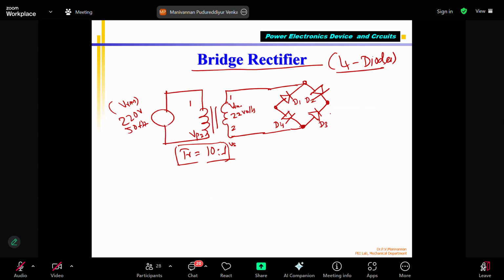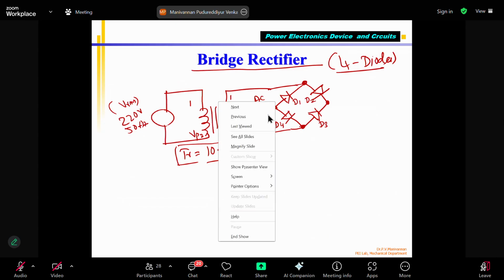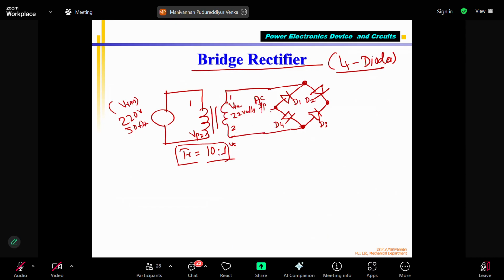Where is the output coming out? This is the input voltage, the AC input. AC input is applied across these 2 points, nodes. Output is taken here. This is out, VDC, correct? This is called positive, and this is called negative. And I connect my load resistor here. So what will this one be?